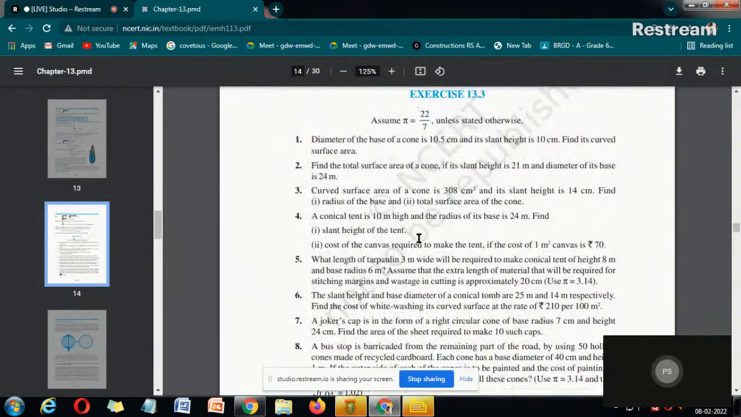What are they saying here? Assume that the extra length will be required for stitching margins and wastage in cutting, approximately 20 centimeters. So how much did we get? We have to remove 20 centimeters, and for the 3 meter wide one we should do this.